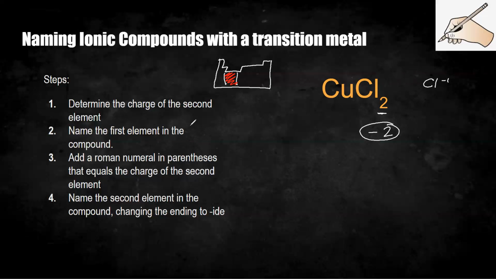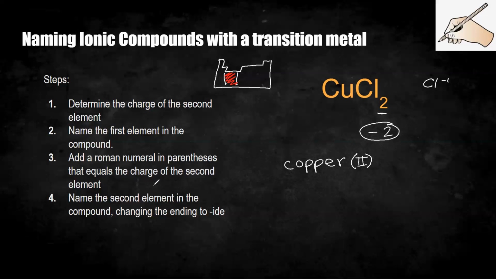The second step says to name the first element in the compound. So I'm going to go ahead and name that first element, and then add Roman numerals in parentheses that equal the charge of the second element. We've already determined the charge of the second element, which is -2. So I'm going to use Roman numerals to indicate that I need copper to balance out that -2 charge.